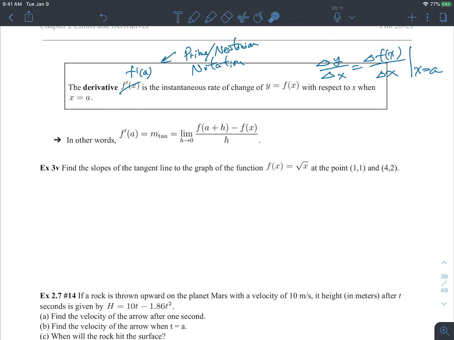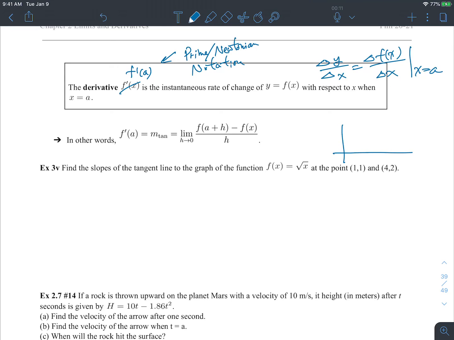All right. So the question is, now it's asking us to find the slope of the tangent line to the graph of the function square root of x at these points. We should check if this is actually valid. Let's do a mental check. So this is x, this is y. Plug in 1. Square root of 1 is 1. Check. Square root of 4, that's 2. Check. So it works.